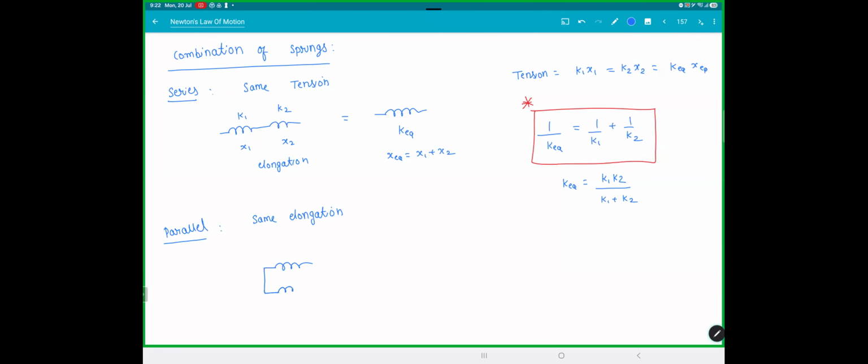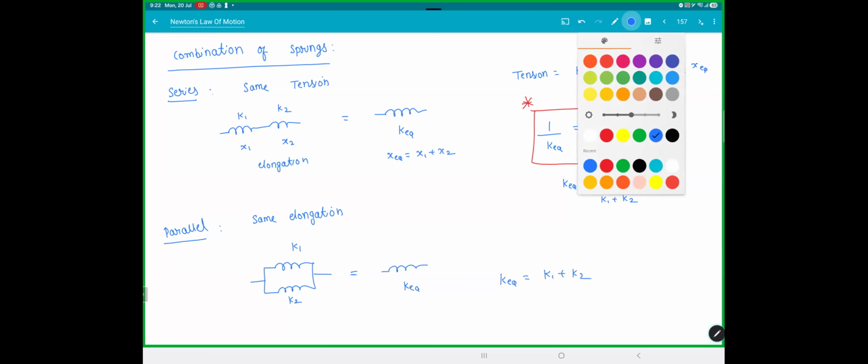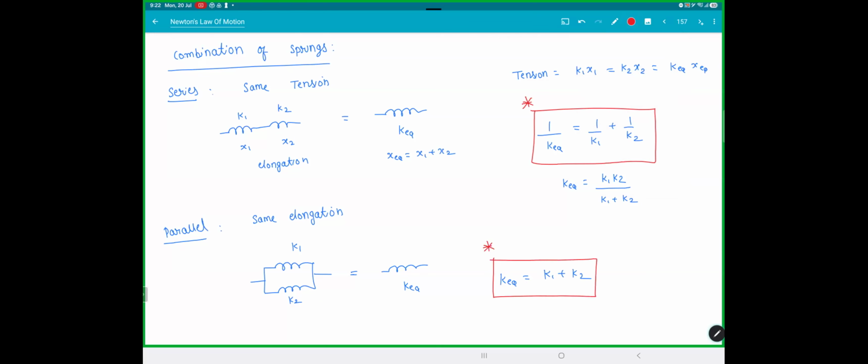So if you keep two springs in parallel, K1, K2, and you replace them with one spring. Here they will act like series kind of thing in resistors. So K equivalent is K1 plus K2. So when you keep springs in parallel, they actually become stronger. This is combination of springs.